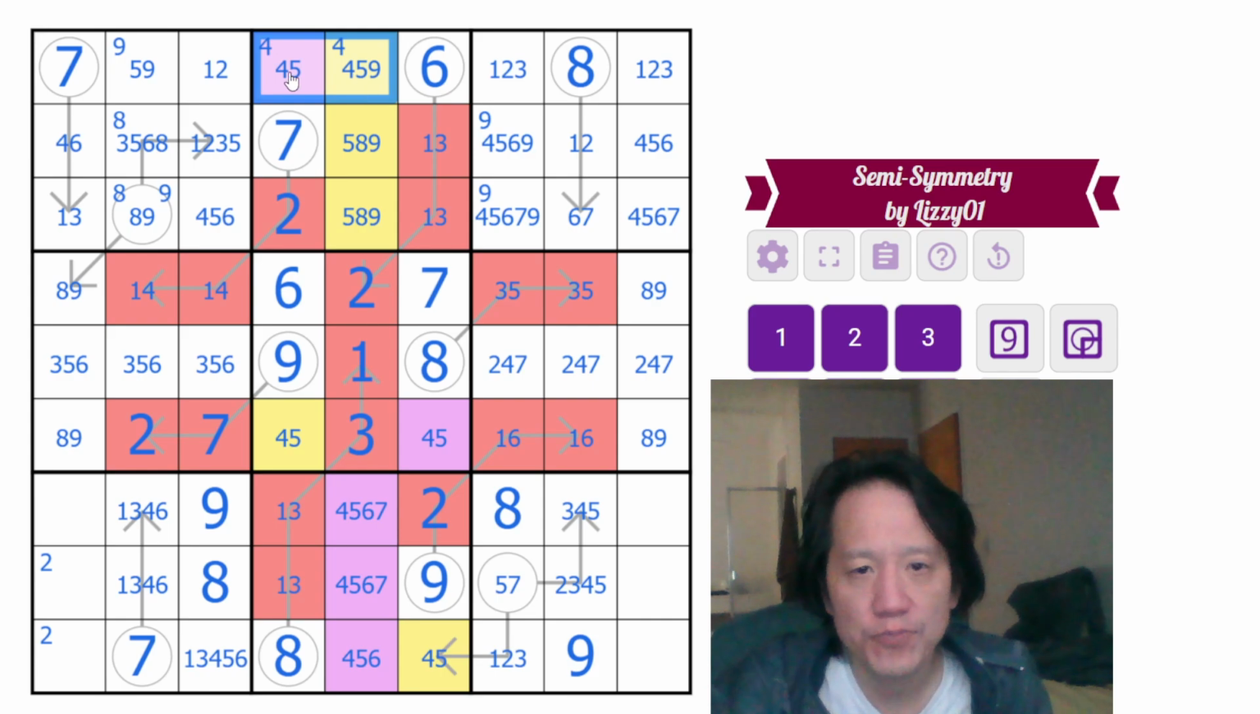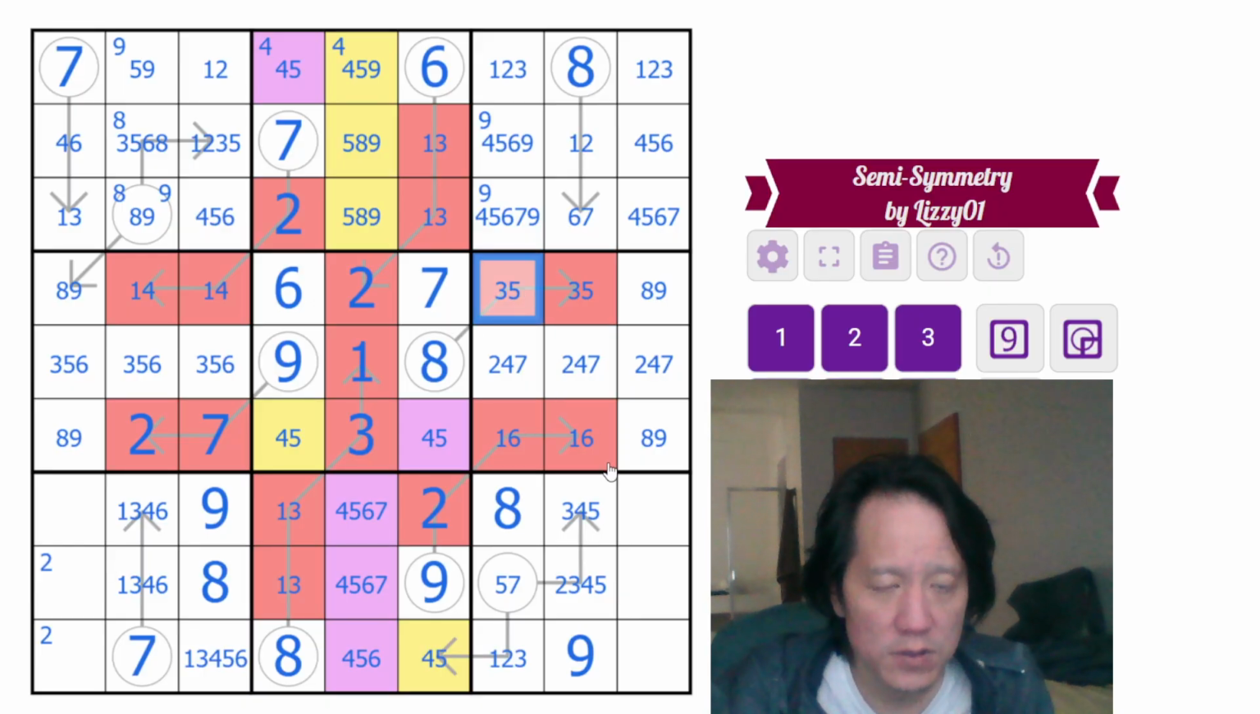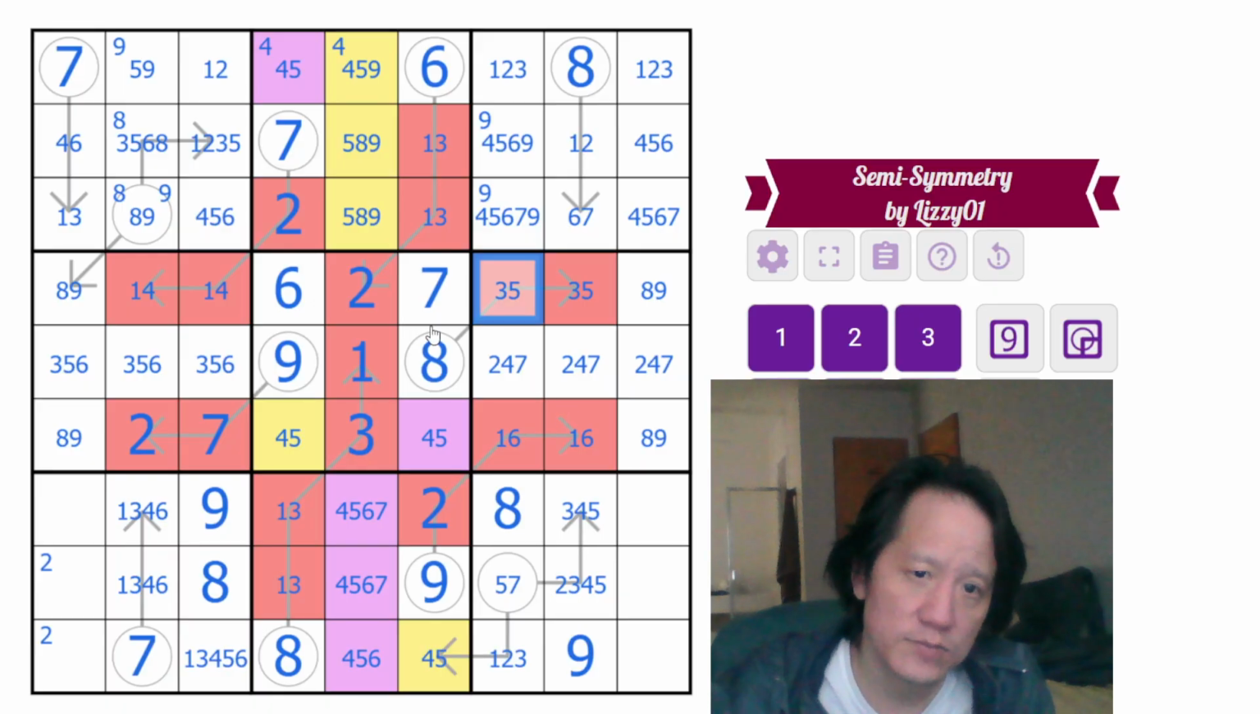Interesting. Okay. If this is 5 and 6, this would have to be 1 and 3, which would make this 2 and 6. I guess then 3 and 4 then, and that's 5, and that's 7. So that does work.